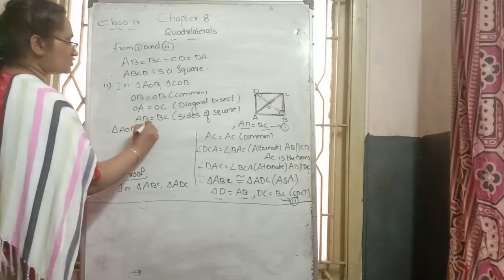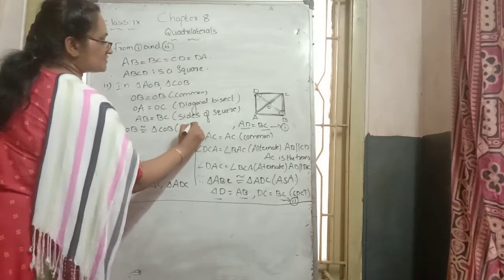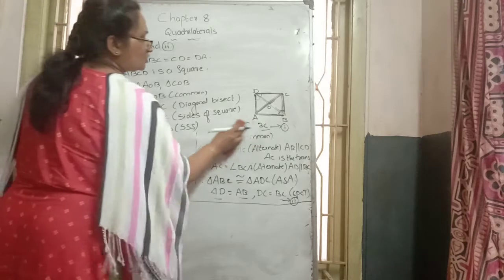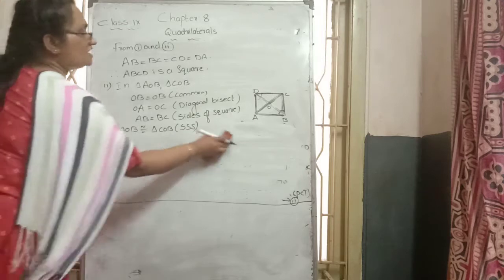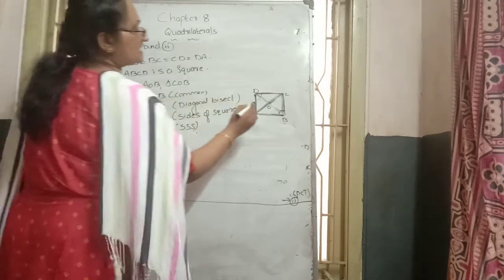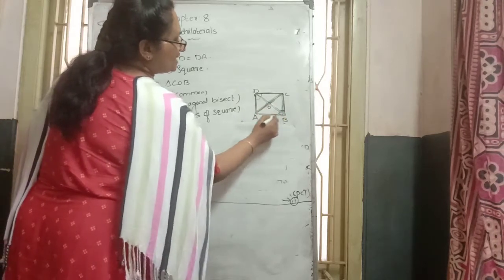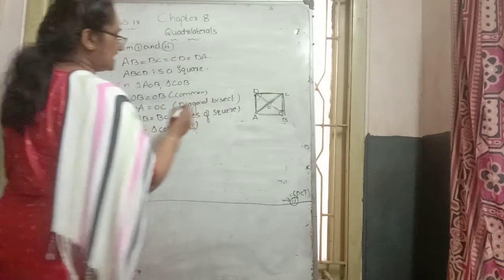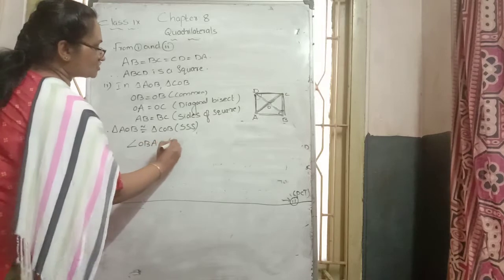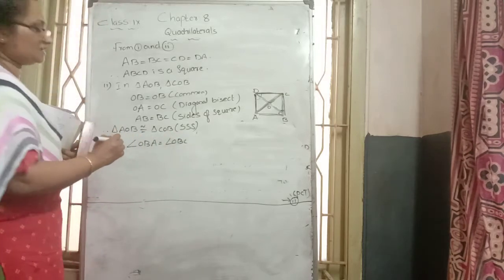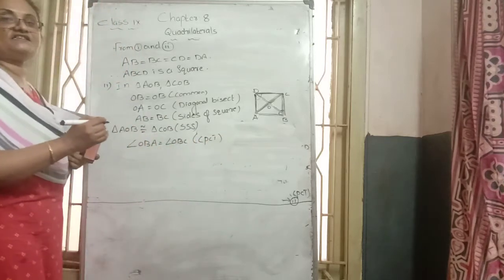Triangle AOB is congruent to triangle COB by which property? All are sides, so by the SSS property we can prove they are congruent. Then by CPCT, the angle B, which is divided into two parts, angle OBA and angle OBC, are equal. Therefore angle B is divided into two equal angles by CPCT.